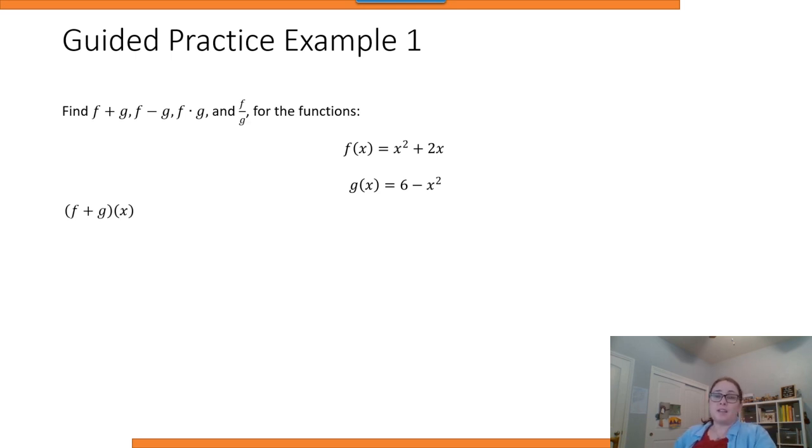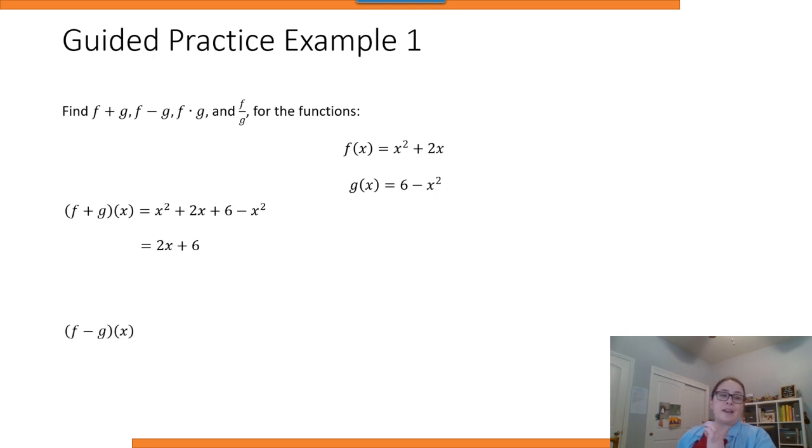I'm really just adding the two functions together. So x squared plus 2x plus 6 minus x squared. Then I'm going to combine like terms to simplify this as much as possible. I see I've got an x squared and a negative x squared, so those are going to cancel out. And I get a final answer of just 2x plus 6.